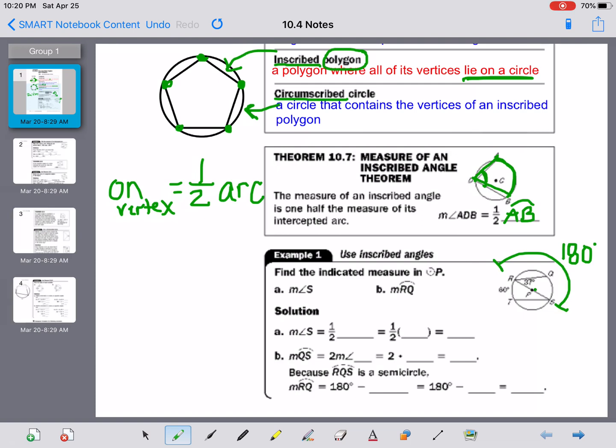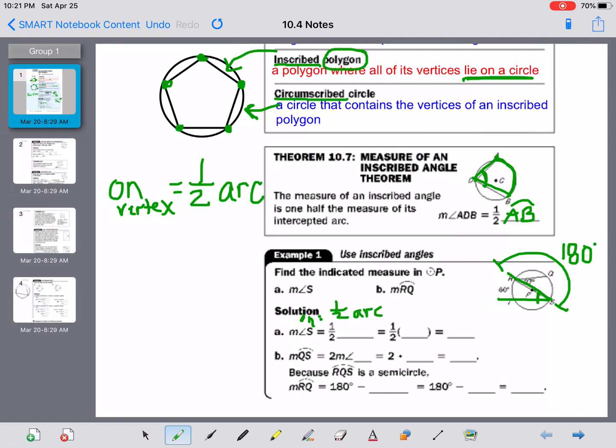All right, so the first thing they want me to find is the angle S. Okay, angle S is down here. So I look at angle S and I follow its two chords up. Well, my angle S is definitely on the circle, so since it's on, it's going to equal half of its arc.